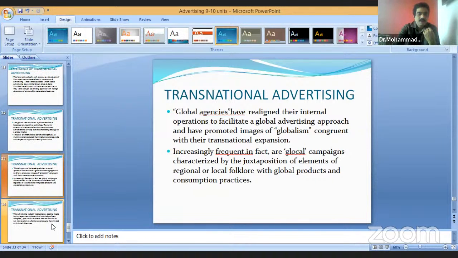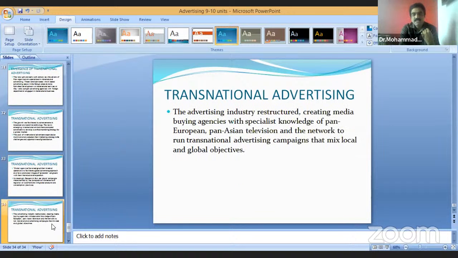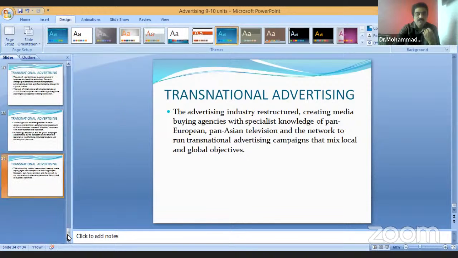Next, the advertising industry restructured, creating media buying agencies with specialized knowledge of pan-European and pan-Asian television networks, running transnational advertising campaigns that mix local and global perspectives. You all know about globalization. We are well aware of how it has brought reforms, how it has influenced many industries, how it dominates Indian industries, and how many multinational companies have entered, maybe in the IT sector, BPO sectors and pharmaceutical companies.